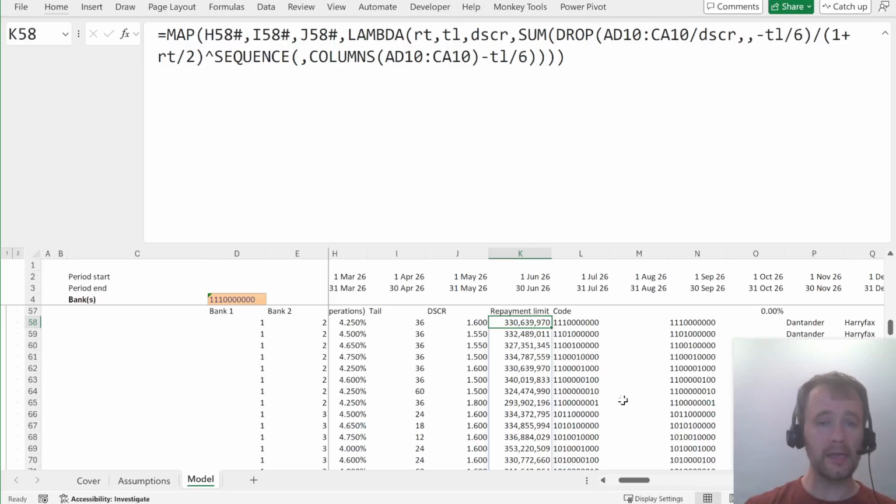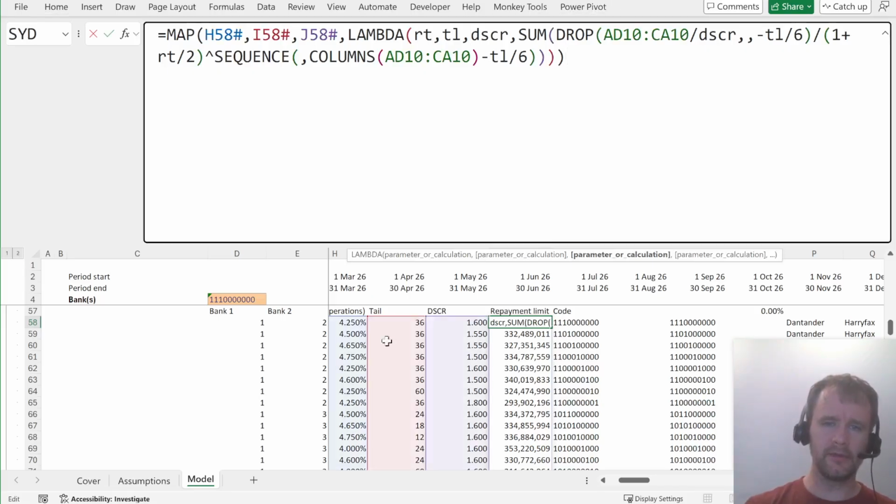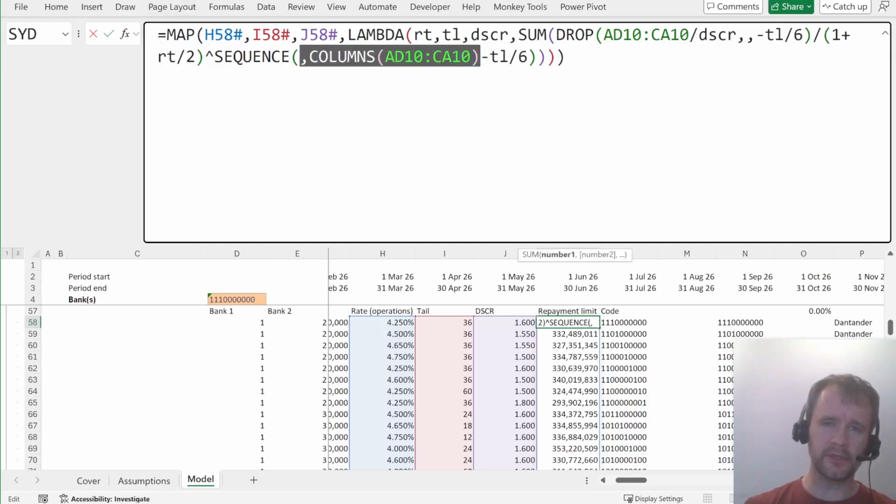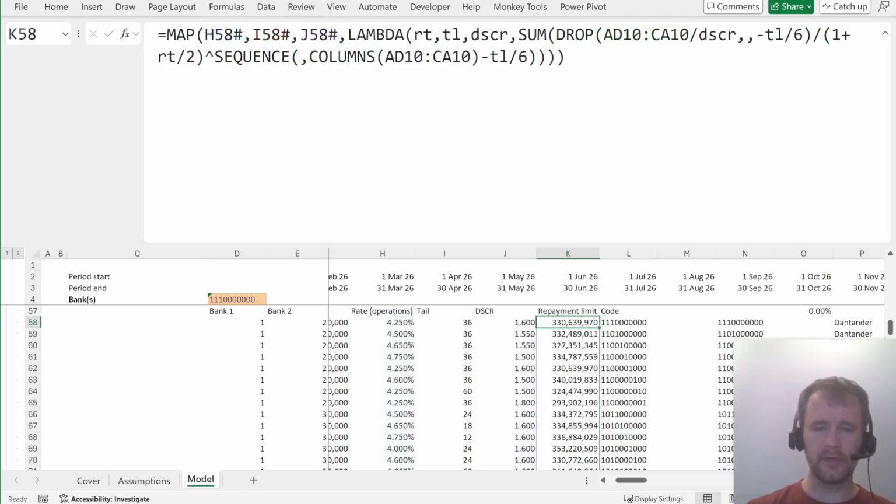So I calculated a repayment limit. I'm just doing it as a kind of dynamic thing here because I like things to be dynamic, but we're just saying sum of the cash flow available for debt service, drop the number of periods that is the tail, divided by 6, divide that by the debt service coverage ratio, that's your debt service payments, then divide that by 1 plus rate over 2, which is your 6-monthly rate, to the power of, which is just getting present value. So this is basically discounting all those future debt service payments based on the interest rate back to the end of the construction period.